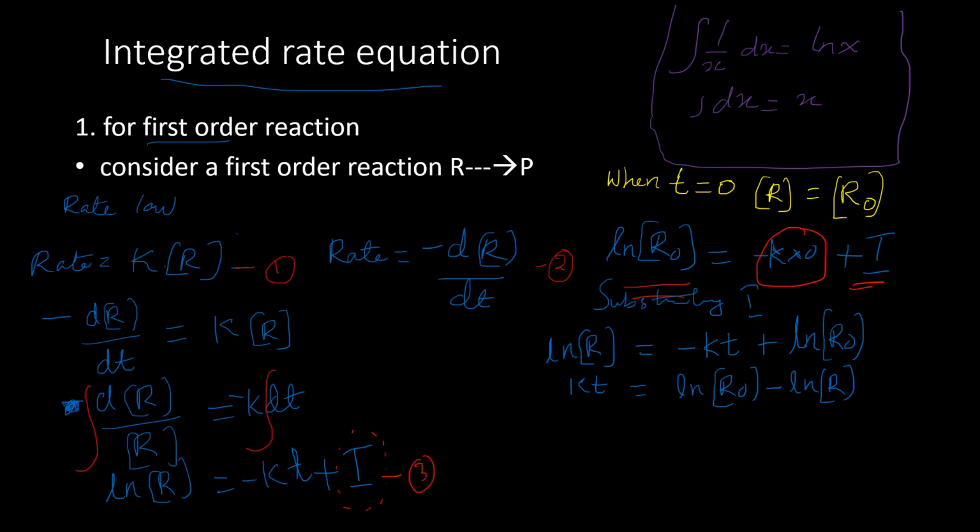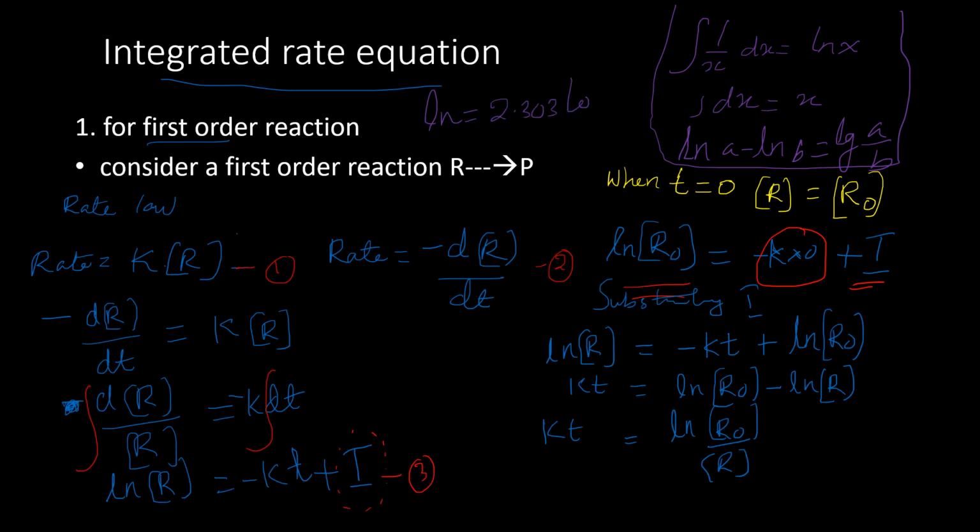Then we know that log A minus log B will be equal to log A by B. So this is A minus B. So we can write KT will be equal to ln R0 by R. So for making calculation easier, we can convert natural log into mathematical log by multiplying the other one with this.